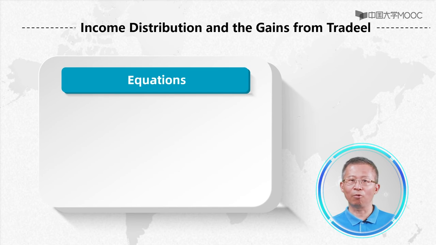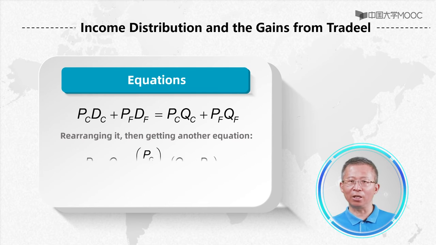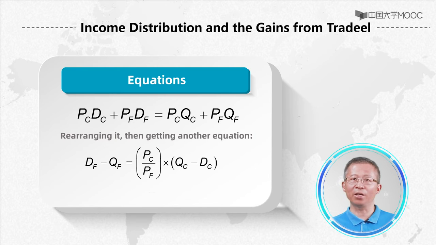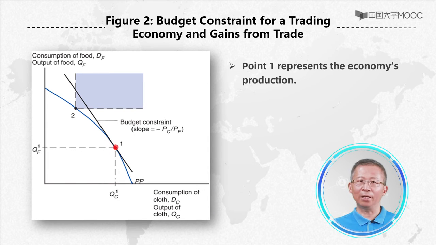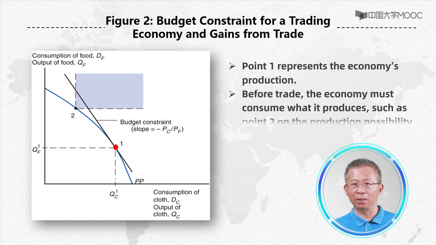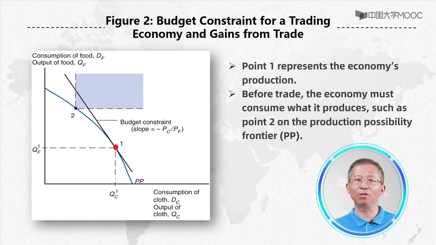That is the following equation. Rearranging it, we get another equation. The equation is known as a budget constraint. Look at figure 2. Assume point 1 represents the economy's production. The economy can choose its consumption point along its budget constraint. Before trade, the economy must consume what it produces.